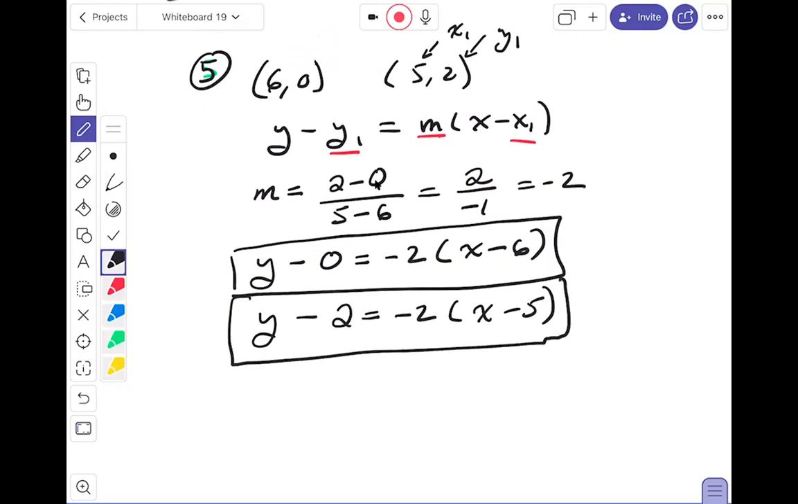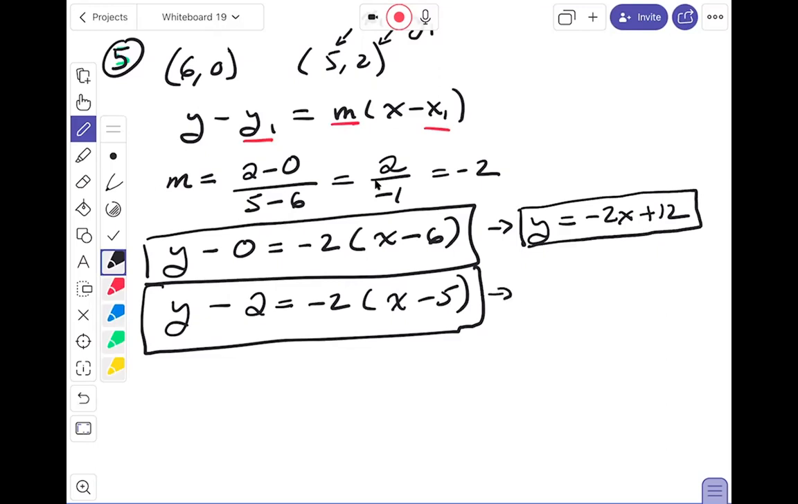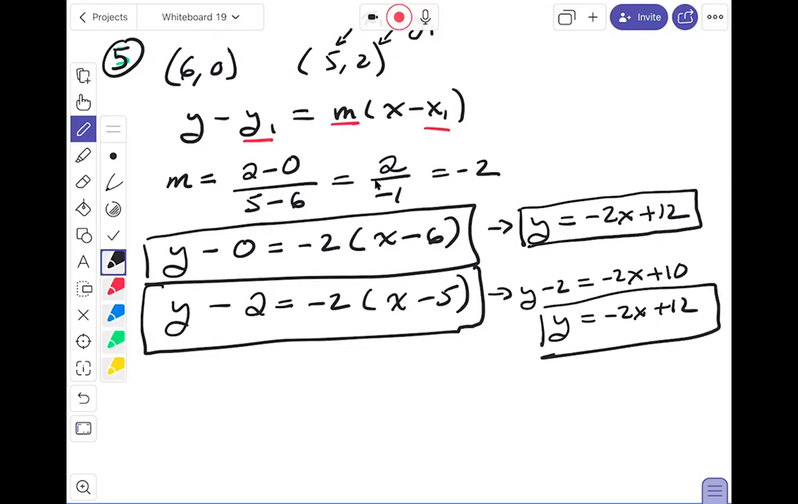I realize what some students are saying. Could that possibly be the same thing? It is. All right, I want to go through it with you, though. I want to make sure you know these are the same thing. Let's do this one first. y equals minus 2x plus 12. This one's a little more complicated. y minus 2 equals minus 2x plus 10. Add 2 to both sides. What do you get? Minus 2x plus 12. They're the same thing.